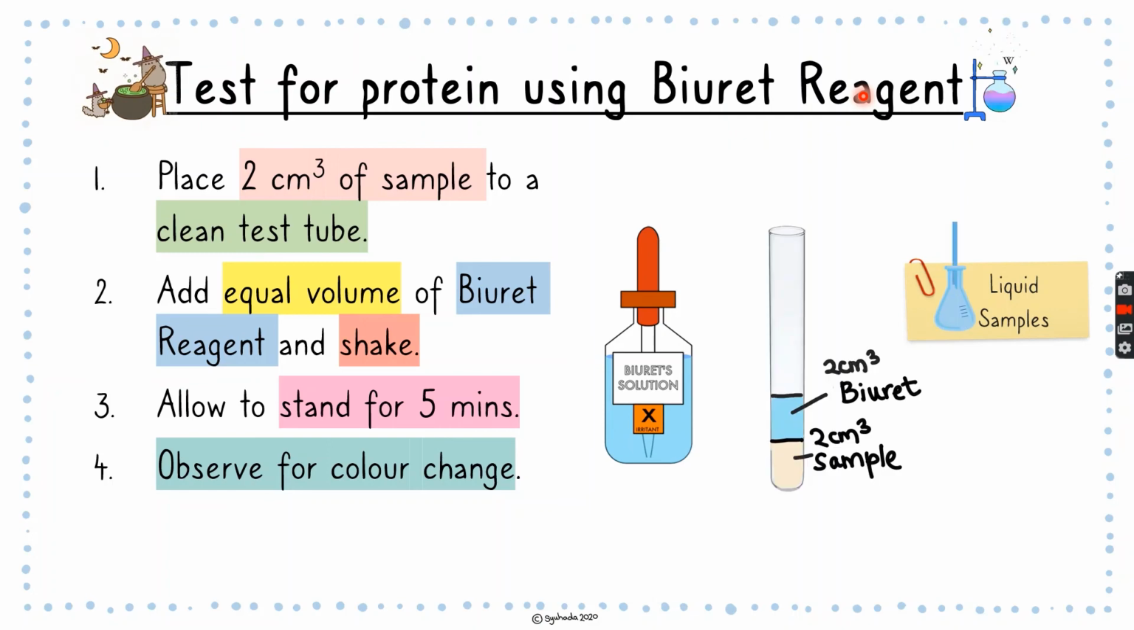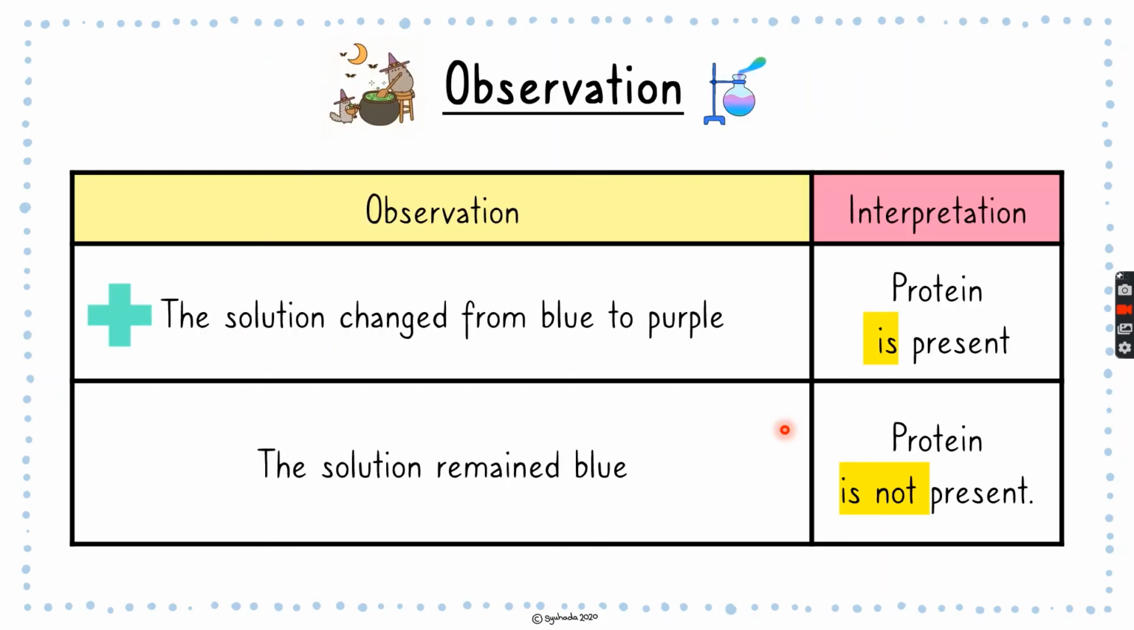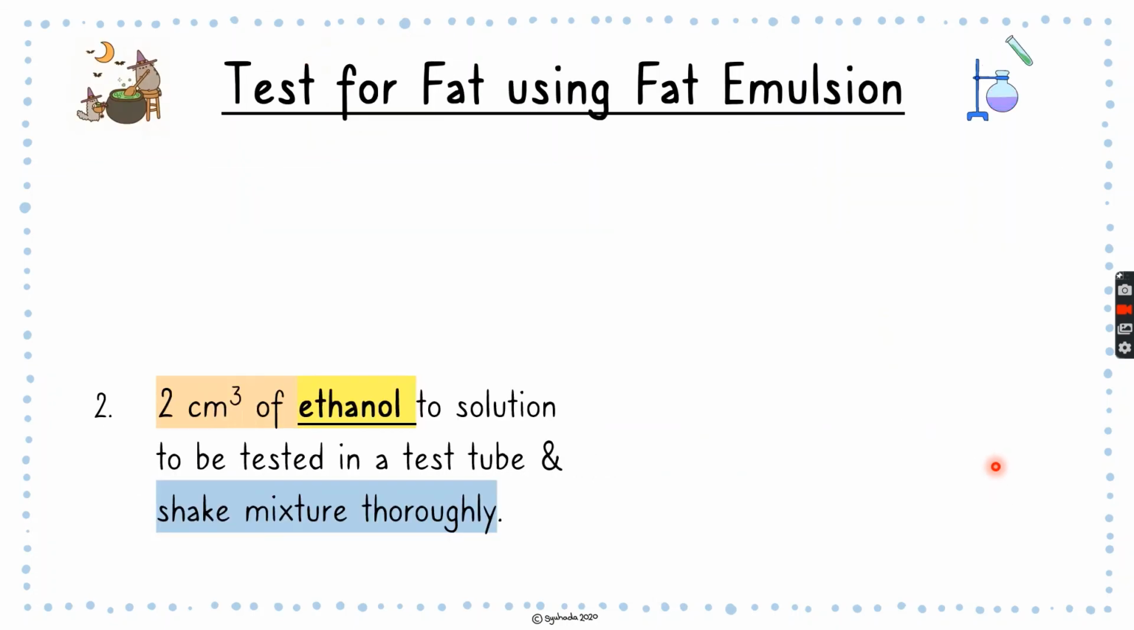So it's pretty simple. You just add Biuret reagent, equal volume, and then you shake, and then you wait for it to stand for 5 minutes. This is the kind of result you're going to get. So if it's positive, that blue color will become purple, but if it's negative, it will just remain that pale blue color. The observation for a positive result is that the solution will change from blue to purple. Protein is present. For a negative result, the solution will remain blue. This means that protein is not present.